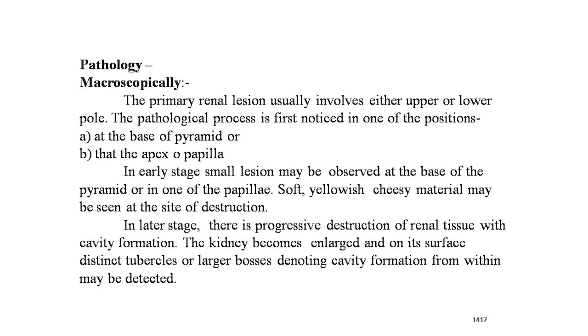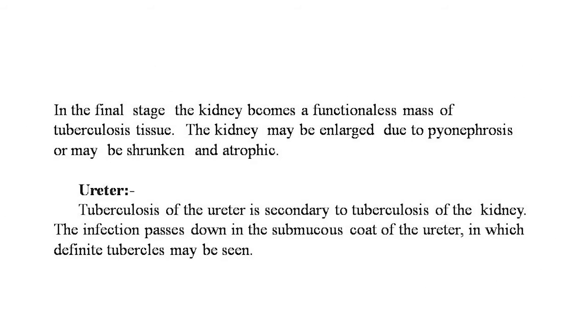Now the pathology. First, macroscopically, the primary renal lesion usually involves the upper or lower pole. The pathological process is first noticed at the base of the pyramid or at the apex of the papilla. In the early stage, a small lesion may be observed at the base of the pyramid or in one of the papillae. Soft yellowish cheesy material may be seen at the site of destruction. In the later stage, there is progressive destruction of renal tissue with cavity formation. The kidney becomes enlarged and on its surface distinct tubercles or larger bosses, denoting cavity formation from within, may be detected. In the final stage, the kidney becomes functionless, a mass of tuberculous tissue. The kidney may be enlarged due to pyonephrosis or may be shrunken and atrophic.